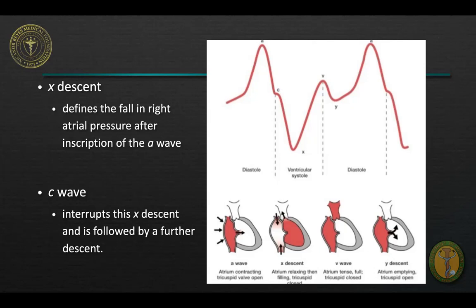What about the C wave? The C wave happens when there is already closure of the tricuspid valve and there is start of right ventricular contraction. So when the right ventricle contracts, there will be an increase in the pressure and it pushes the tricuspid valve to the right atrium. And this bulge will create pressure going to the jugular vein. So there will be an increase in the pressure in the right atrium.